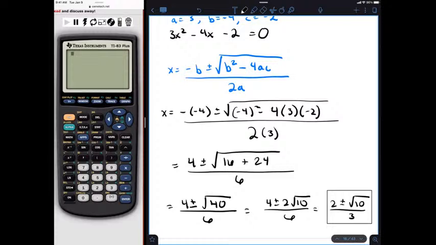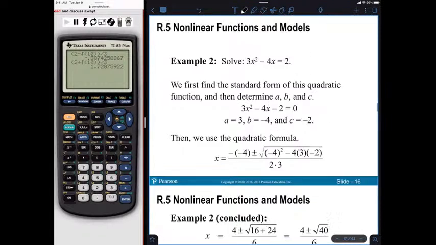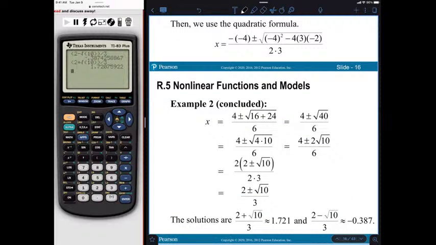So for instance, I'm going to do parentheses 2 minus the square root of 10, divided by 3. That's not a 3. Okay. That was good, and we get this. Then I'm just going to recall that and then do 2 plus. So we got negative 0.387 and 1.72. I just want to compare that to what they get. There it is right there, 1.721. Okay.